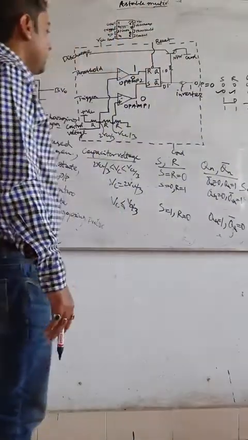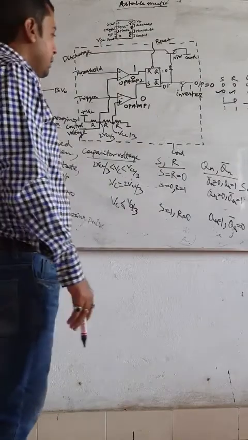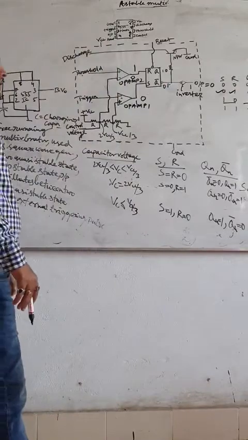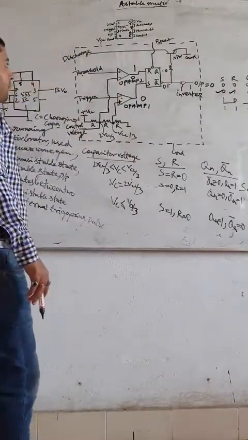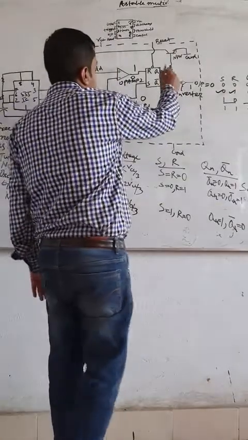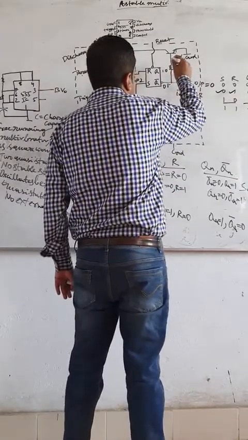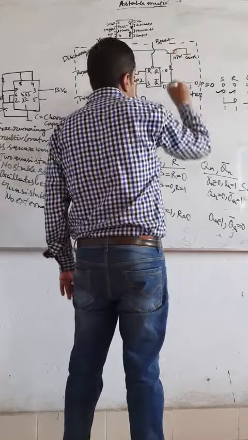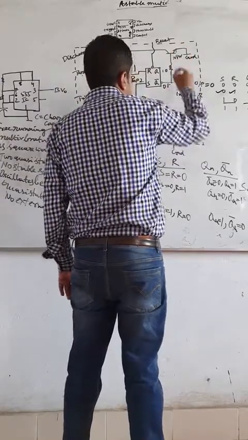Qn is 1 and Qn bar is equal to 0, so Qn is 1. Qn is 1 means the flip flop is in the set condition. So if Qn bar is 0, there is no base pulse in the NPN transistor, the collector base junction is in reverse bias, so the transistor is in cutoff mode.